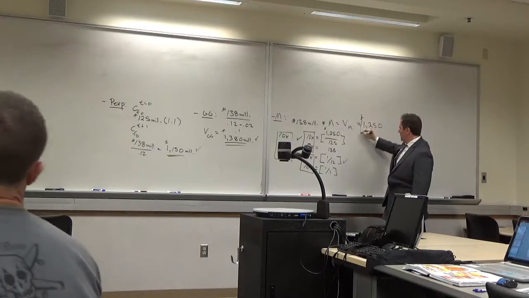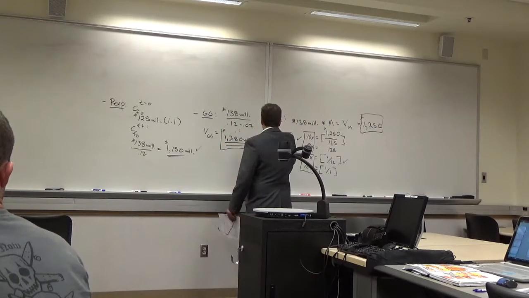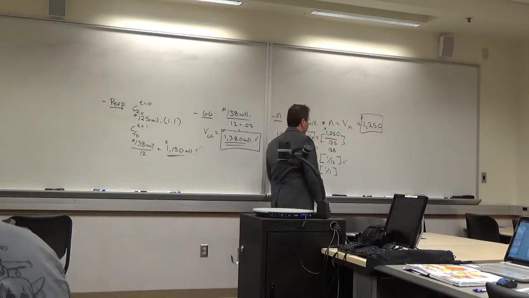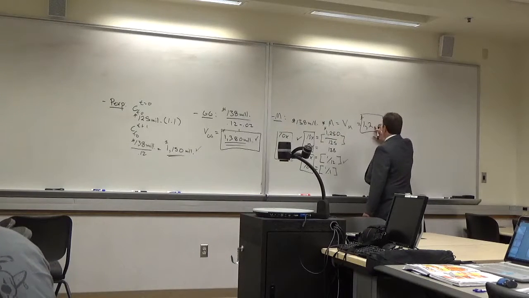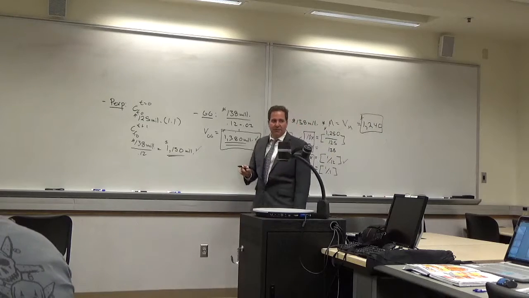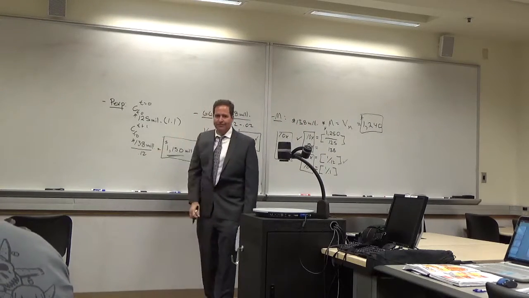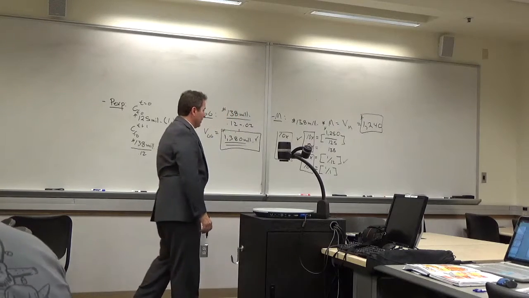Okay, so now we got the multiple approach. 1,240. What is it? 1,242. Just round up or down. You know the rounding conventions? If it's 5 or more, you round up. If it's less than 5, you round down. Okay, so now we have the 3 methods.